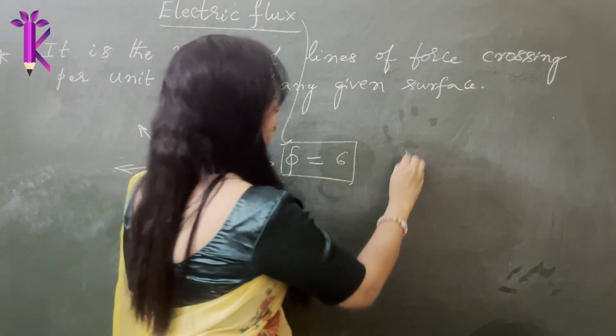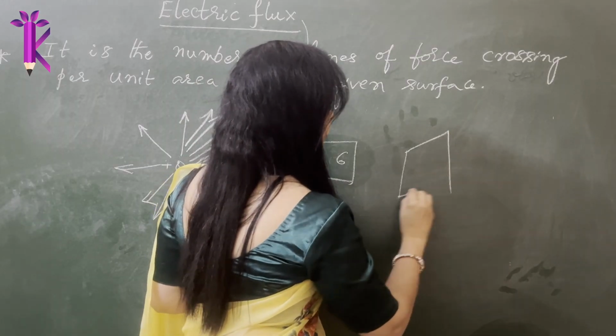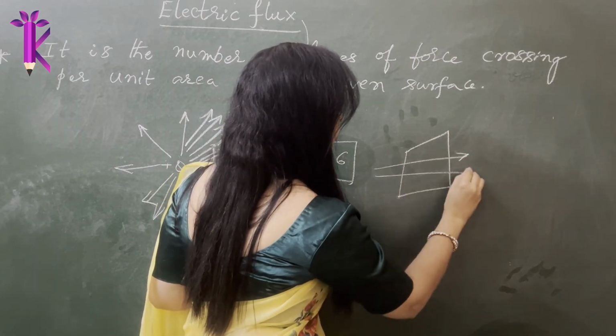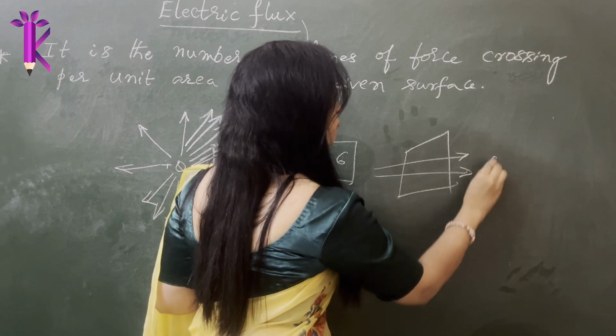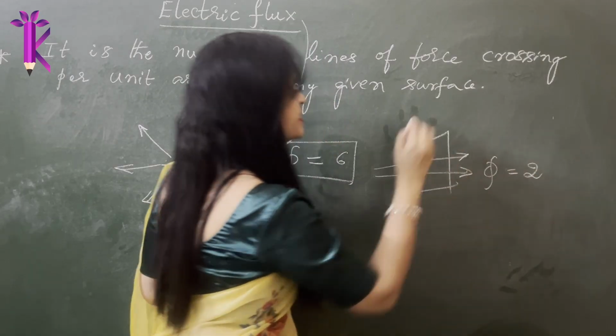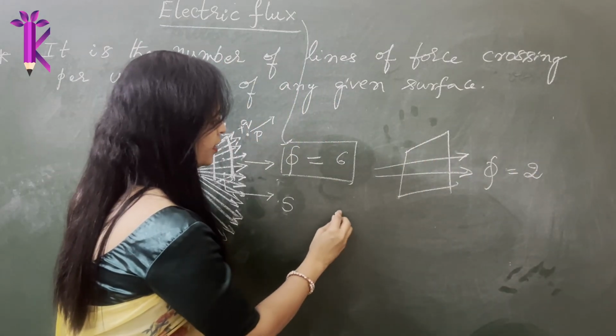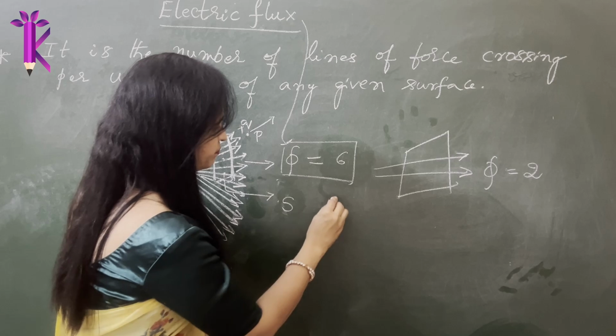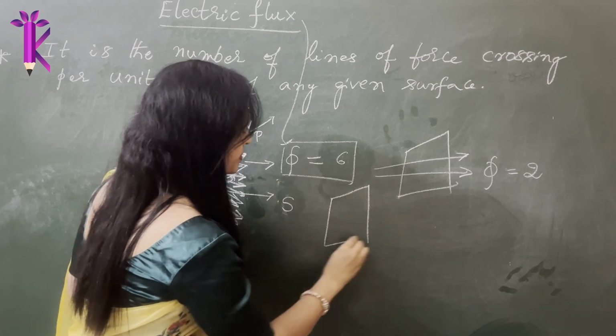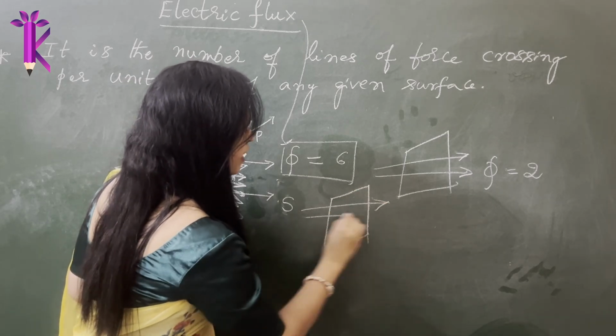Suppose you take a unit area where the number of lines crossing is 2. So what will be the flux in this case? The flux in this case is 2. Suppose you have an area like this, more number of lines pass through.